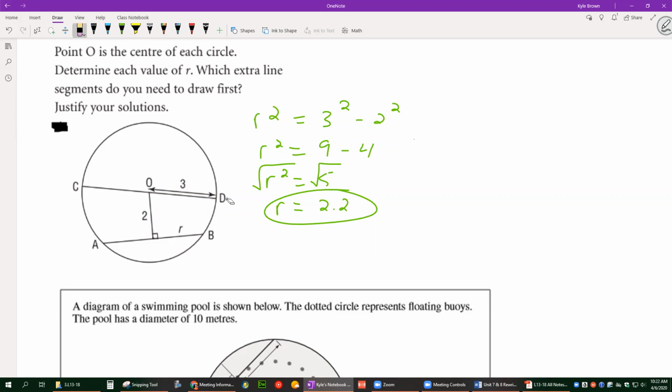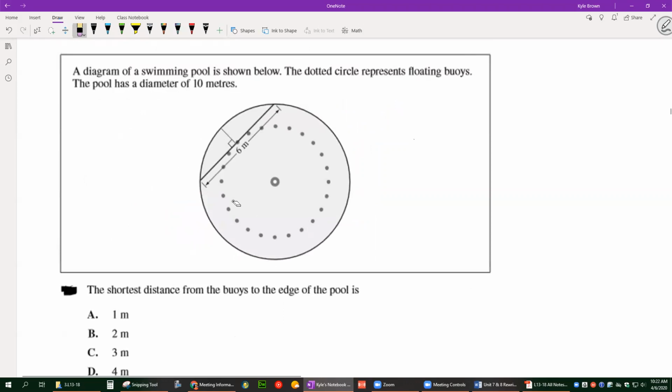All right, let's do one more, maybe 2 if we have time. It says a diagram of a swimming pool is shown below. The dotted circle represents floating buoys. The pool has a diameter of 10 meters. And it says the shortest distance from the buoys to the edge of the pool is. All right, so first off, what are we looking for? We're looking for the distance from there to there. That's what they're after: the edge of the pool to where the buoys are.